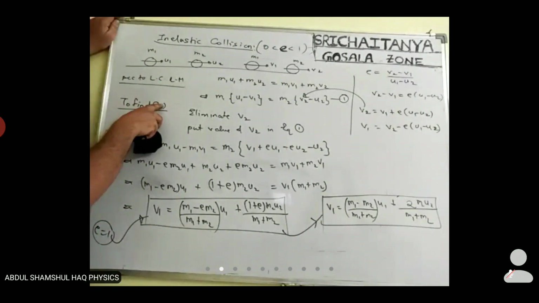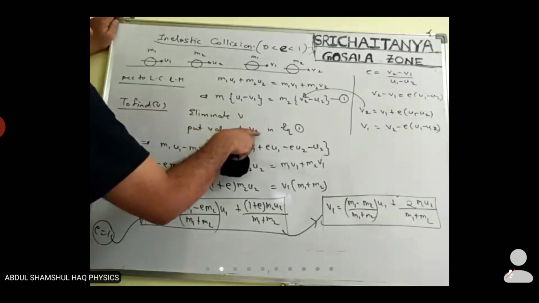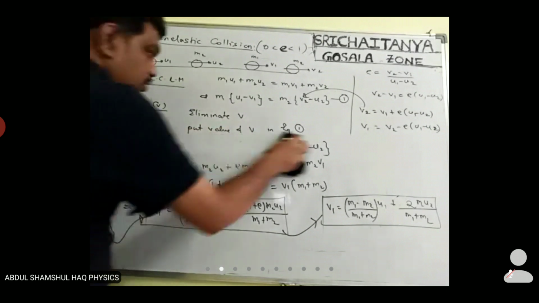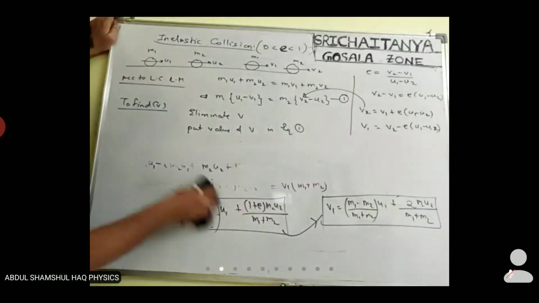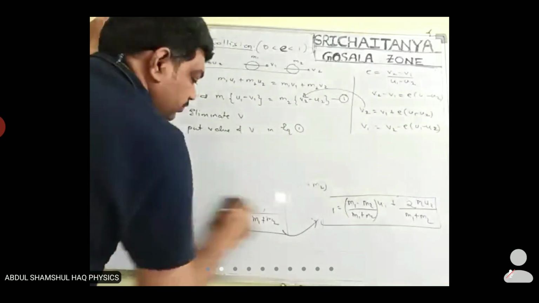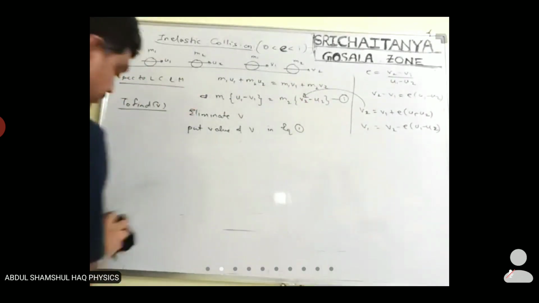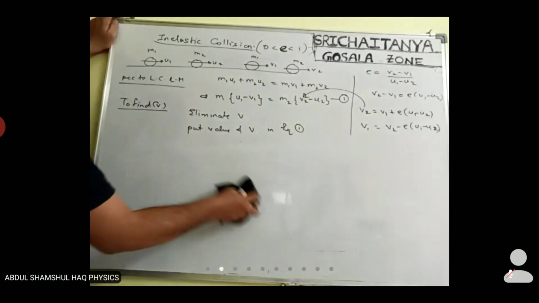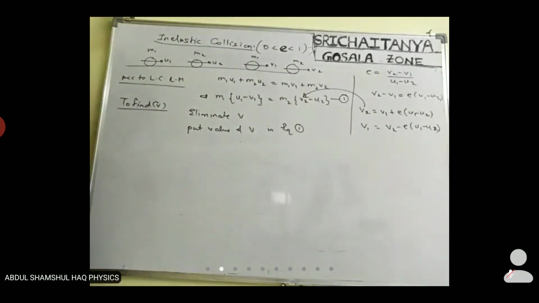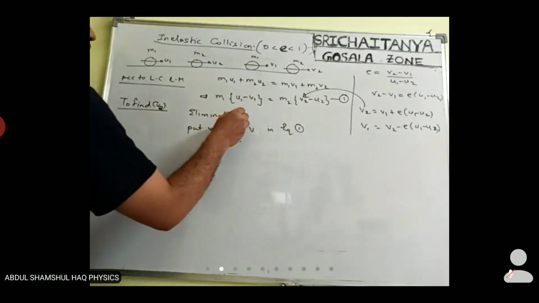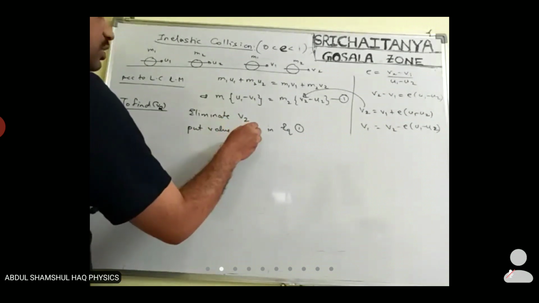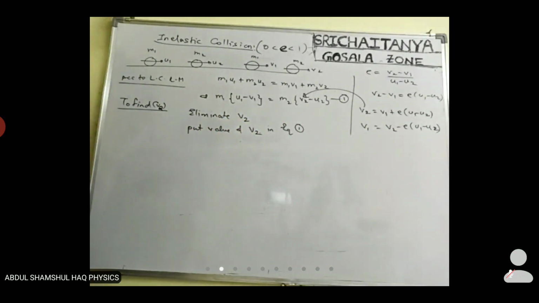Now students, we need to find the v2 value. What we have to do? Students, we are going to find the value of v2. To find the value of v2, we have to eliminate v1. Put the value of v1 in equation 1.